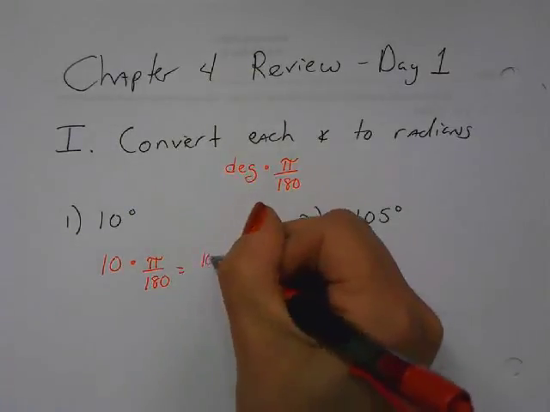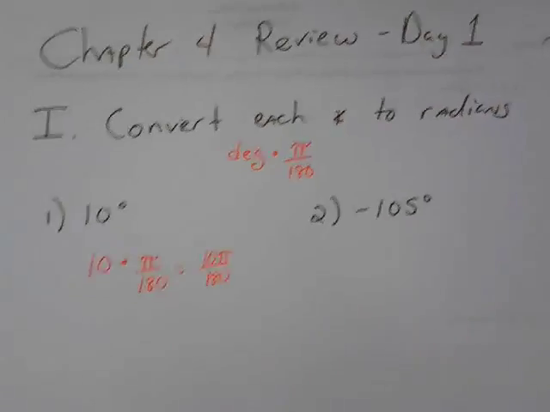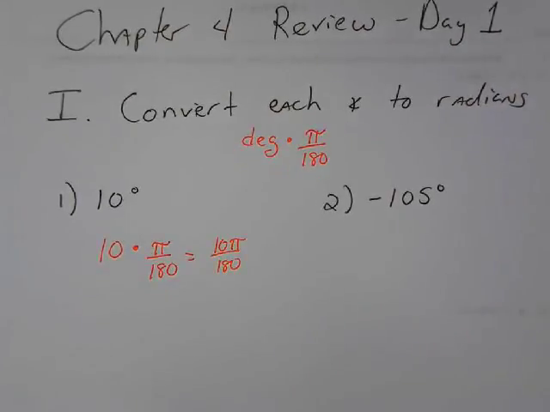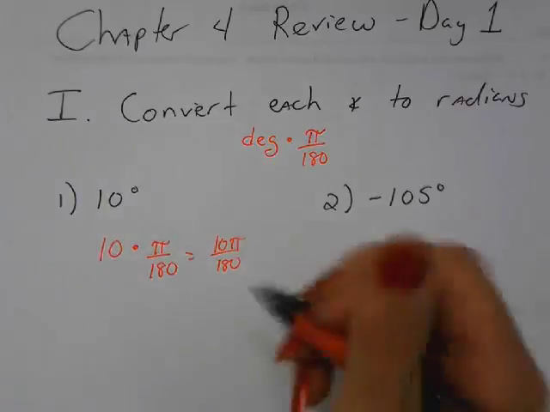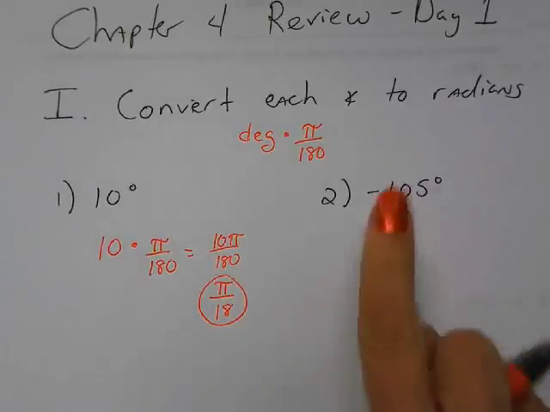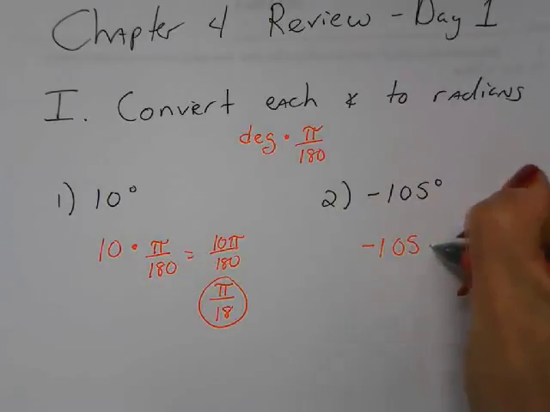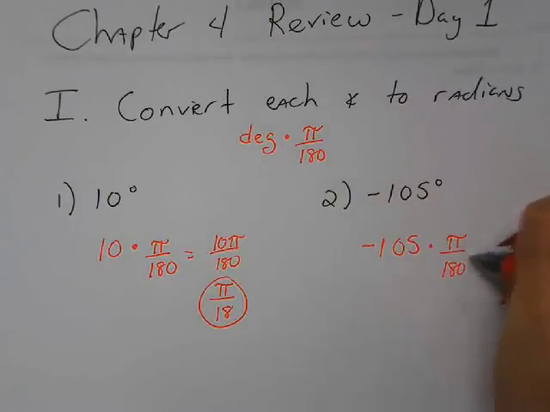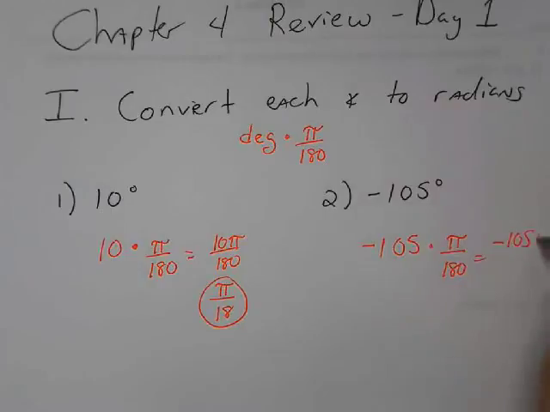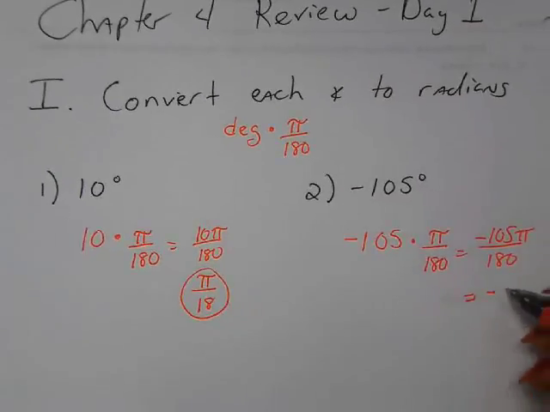Alrighty, so I go ahead and multiply, I get 10 pi over 180, and now I just reduce. So 10 divided by 180, and I get pi over 18. Alrighty, so let's do negative 105. So same thing, it would be negative 105 times pi over 180. So I get negative 105 pi over 180, and now I just reduce that. And if you're right, you get negative 7 pi over 12.